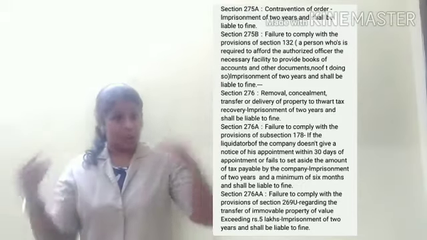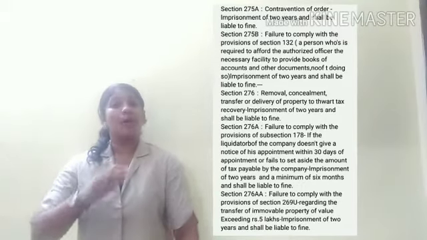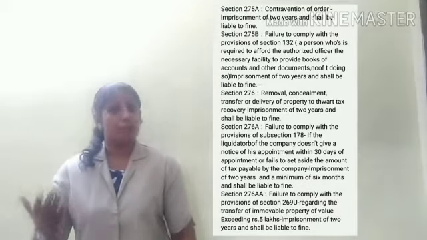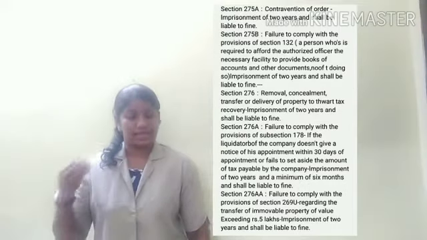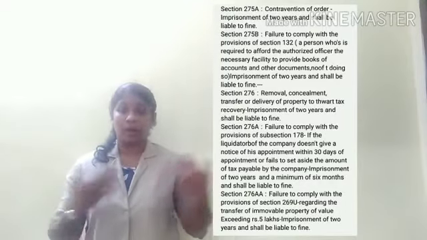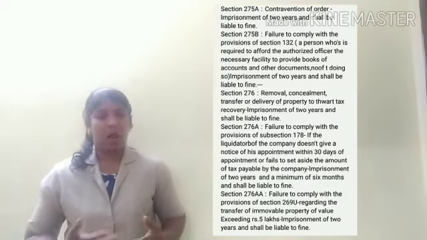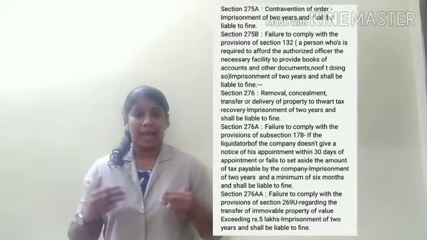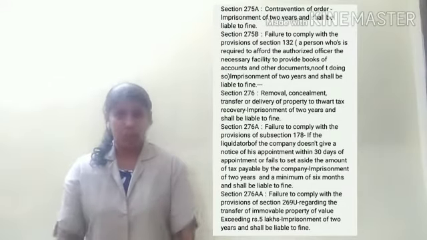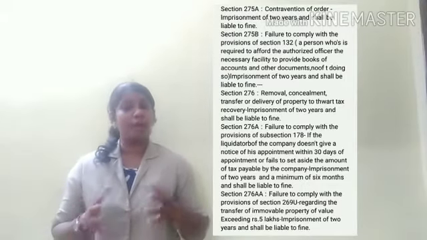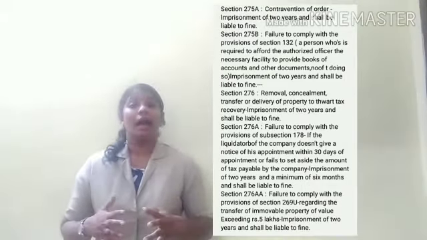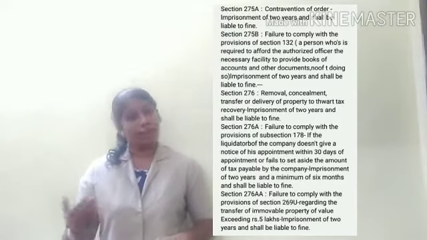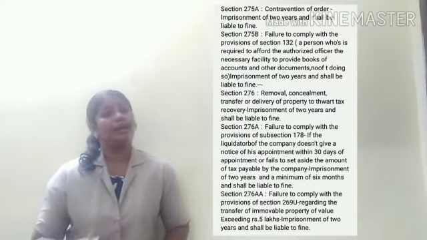If the assessee who is required to afford the necessary facility for inspecting the books of accounts and other documents, that means when the assessing officer comes, I need to provide a platform to inspect the books of accounts and so on. If I do not provide that particular facility, I am liable for rigorous imprisonment for a period of 2 years, which may extend to 2 years, and also liable for a fine, which is determined by the income tax authority.